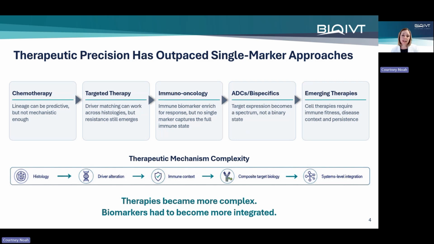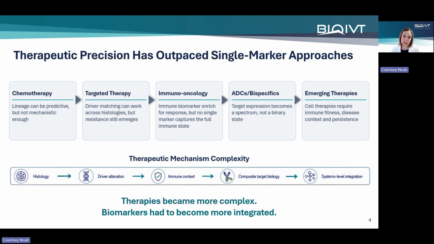We continue to advance, now moving towards antibody drug conjugates or ADCs and bispecific antibodies. And again, these introduce additional challenges. The target expression frequently exists on a continuum. So rather than just that simple positive negative variable that we may have seen in the past, it's much more challenging to understand when that target is being displayed and accessible.